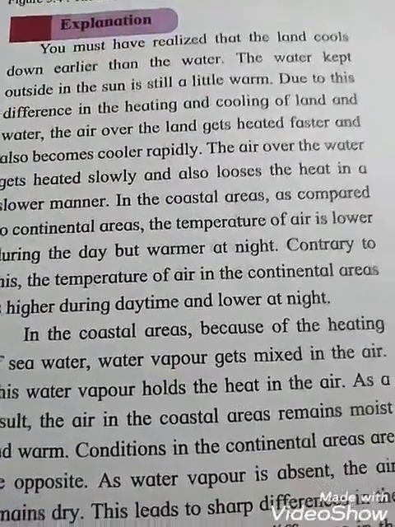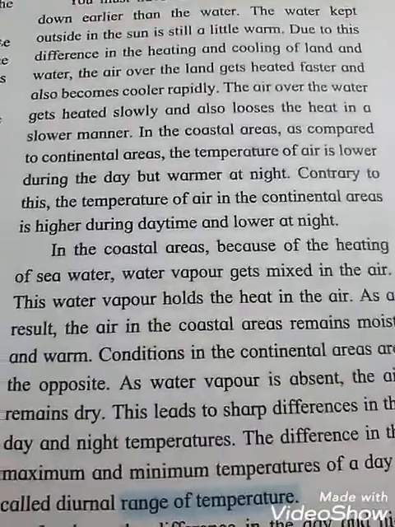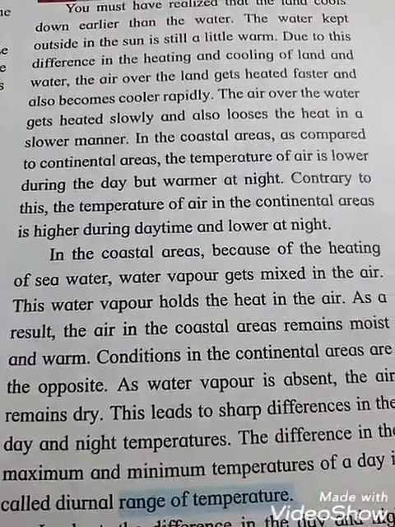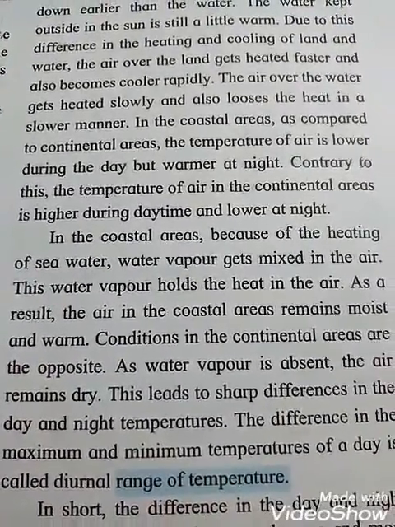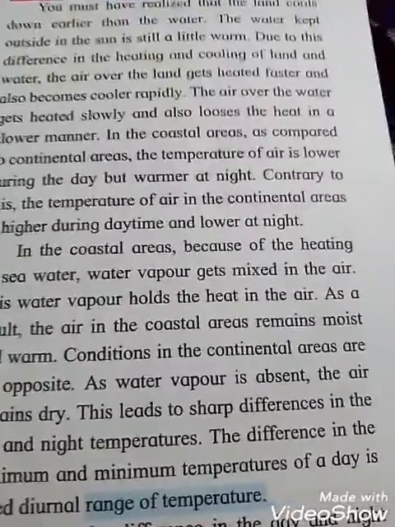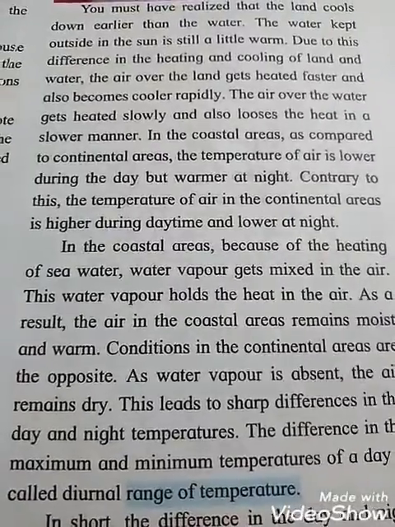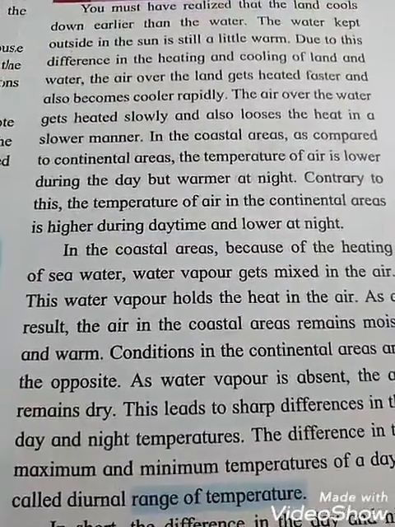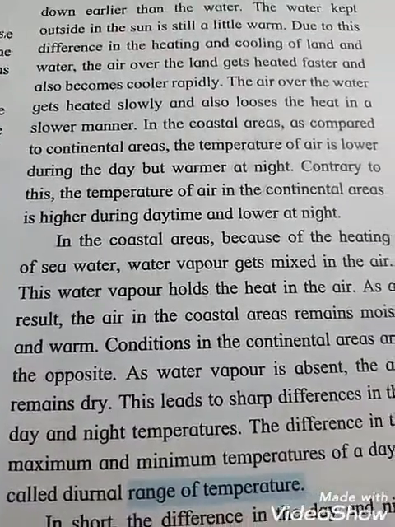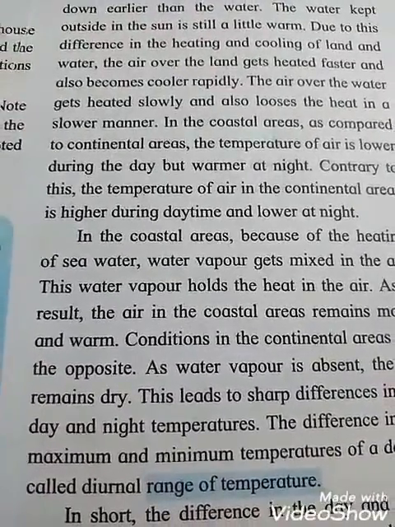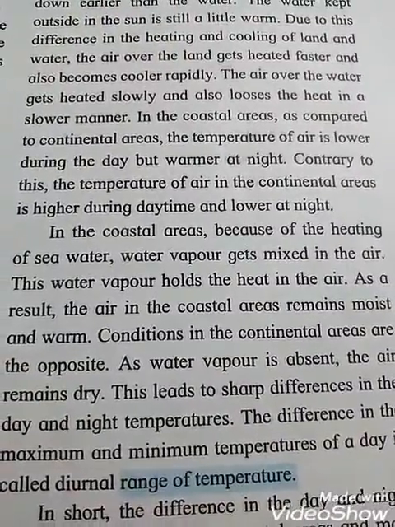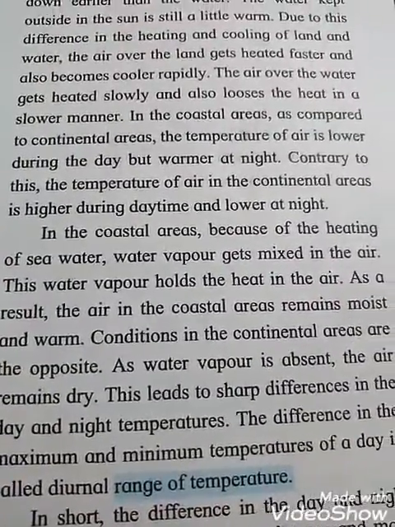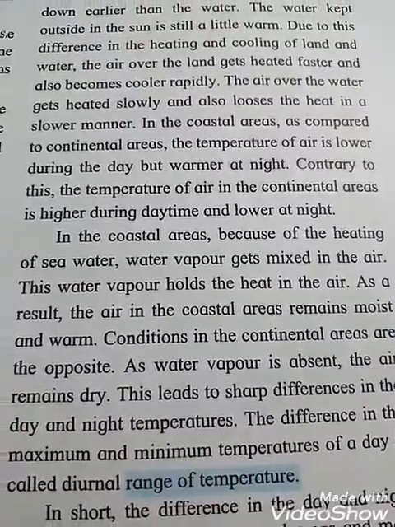Okay students, in the coastal areas, because of the heating of the sea water, water vapor gets mixed in the air. This water vapor holds the heat in the air. As a result, the air in the coastal areas remains moist and warm. So why does the air in the coastal areas become moist and warm? Because of the heating of the sea water, water vapor gets mixed in the air and holds the heat in the air. The air in the coastal areas remains moist and warm.